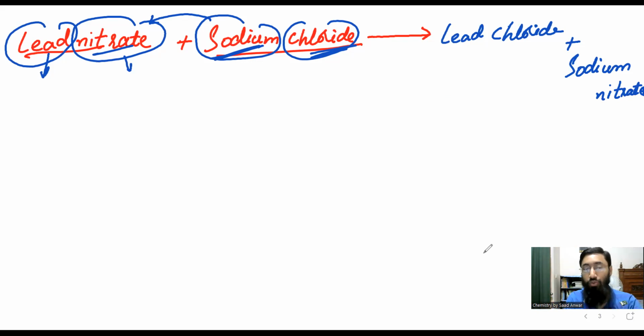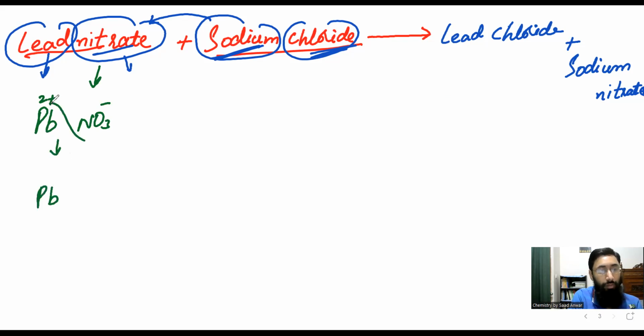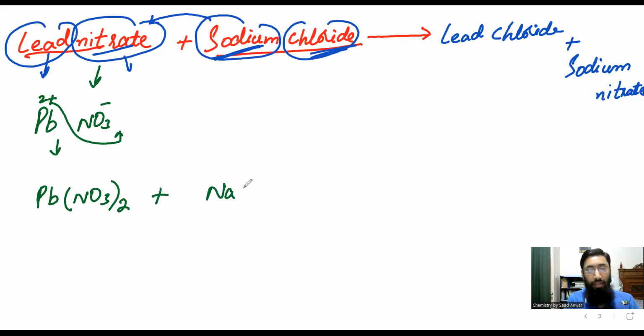So now I have to put the formula here for lead nitrate. The symbol of lead is Pb, and the charge on the lead is usually +2. The symbol of nitrate is NO3 minus. The symbol of sodium chloride is simple. So here I can write lead, this 2 comes here, and I have to put parenthesis here, and then I will put 2 here. This is the formula of lead nitrate. Sodium chloride, guys, is simply NaCl.